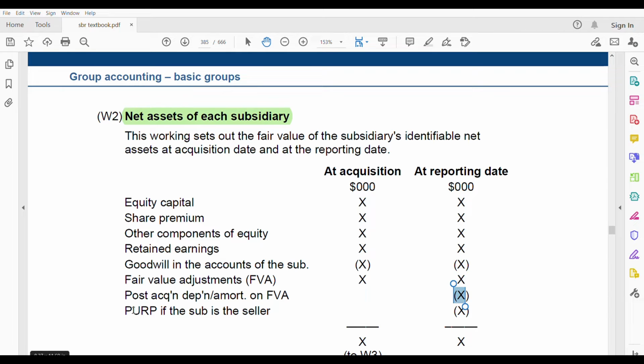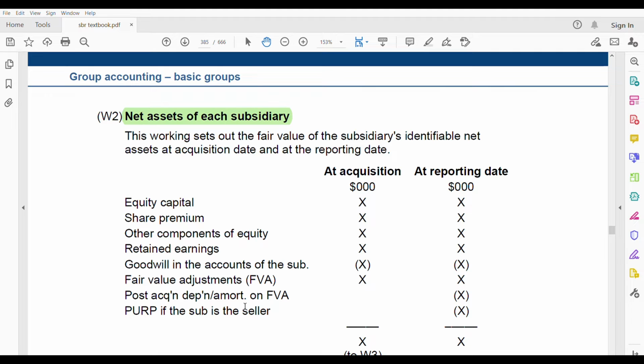Next, PURP. What is PURP? It is the provision for unrealized profit. If the sub, meaning the subsidiary, is the seller, right? Because who is going to realize the profit? It is the one who is the seller, right? The seller only records the profit.